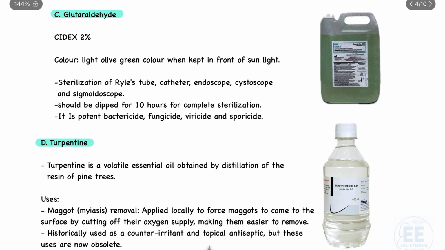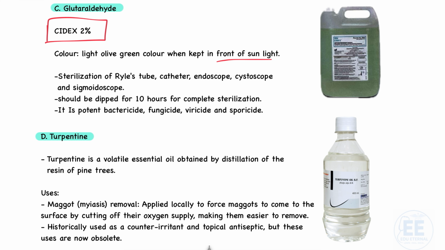Next is Glutaraldehyde, also called Cidex 2%. Its color is light olive green when kept in front of sunlight. Use of glutaraldehyde is sterilization of Ryle's tube, catheter, endoscope, cystoscope, and sigmoidoscope, and it should be dipped for around 10 hours for a complete sterilization. It's a potent bactericide, fungicide, viricide, and sporicide.